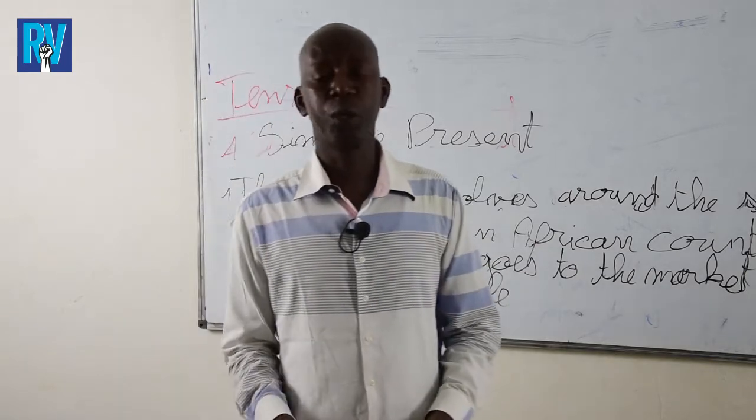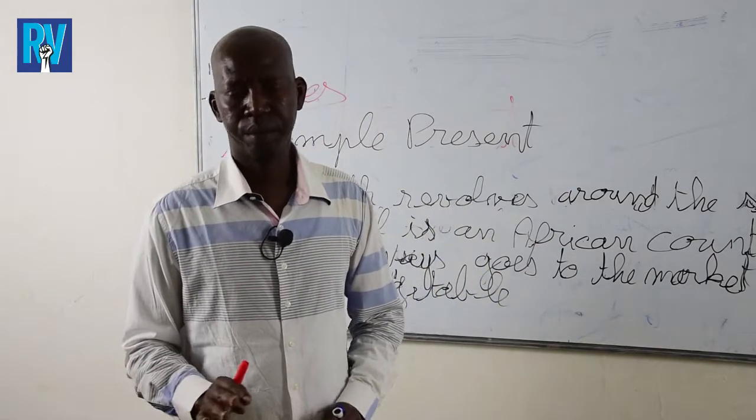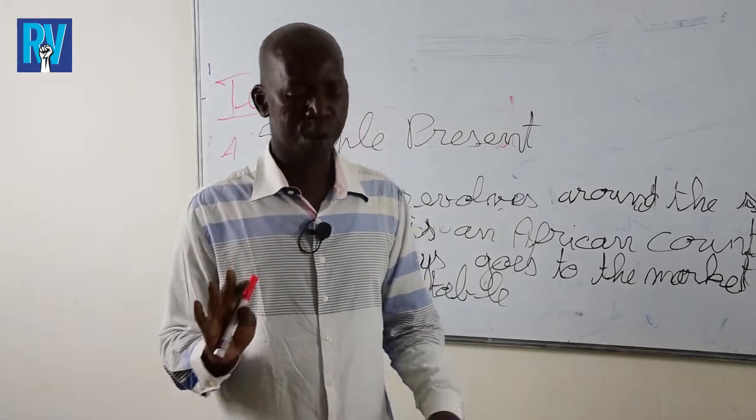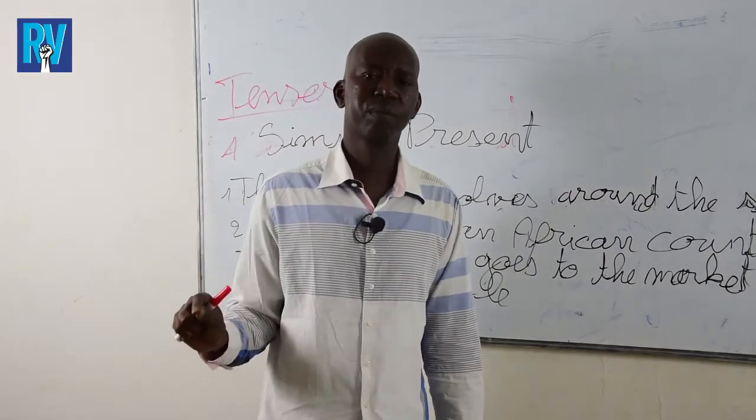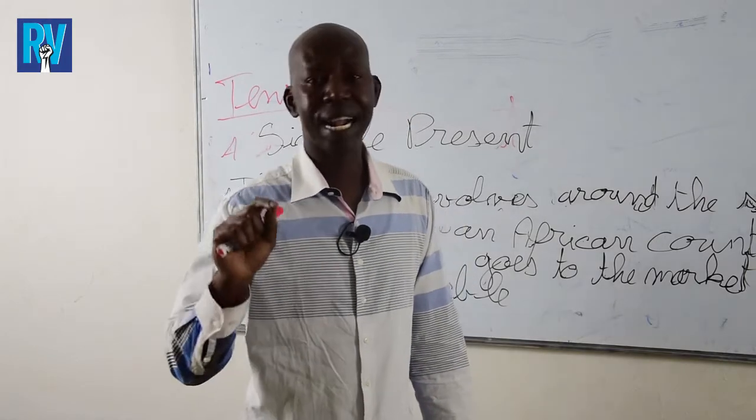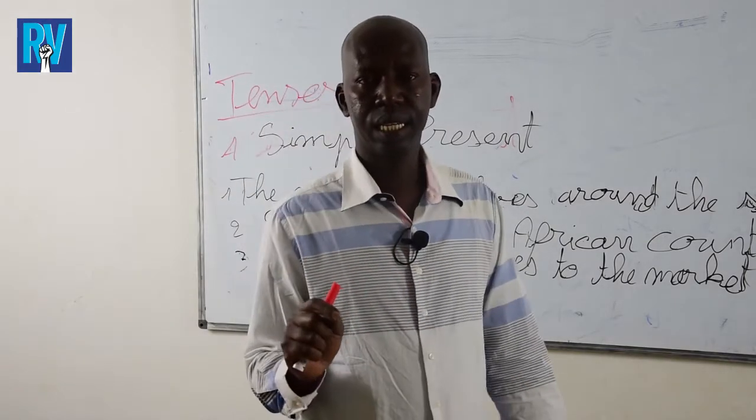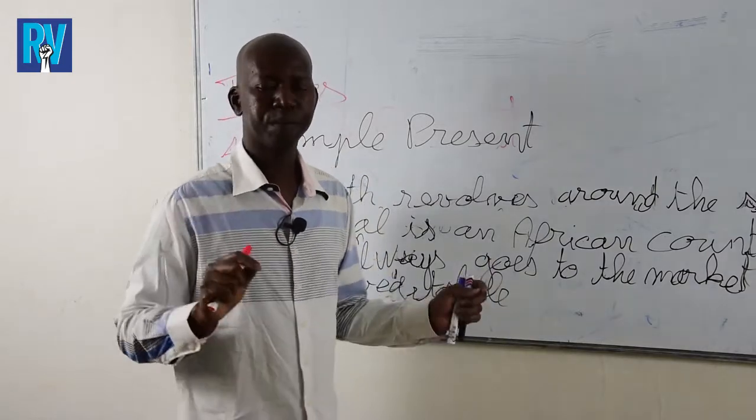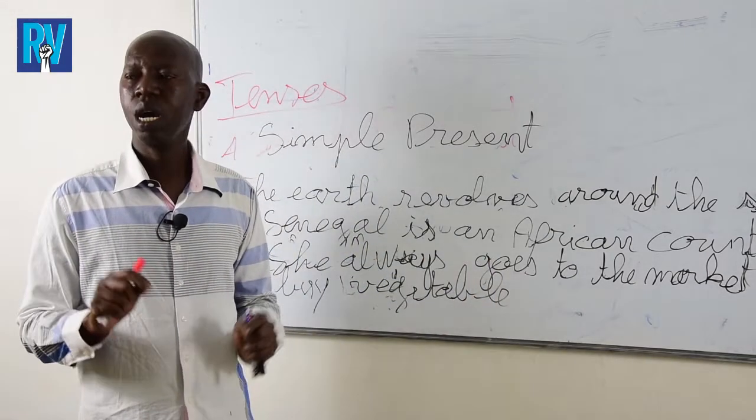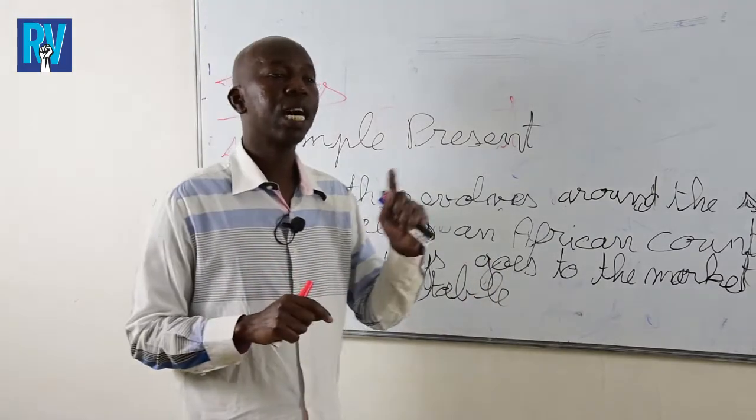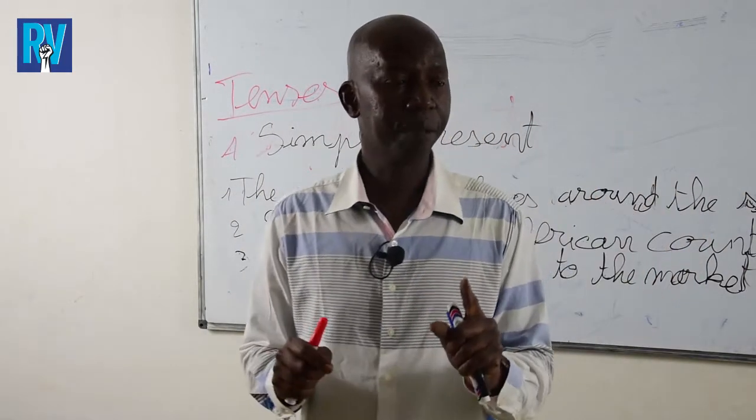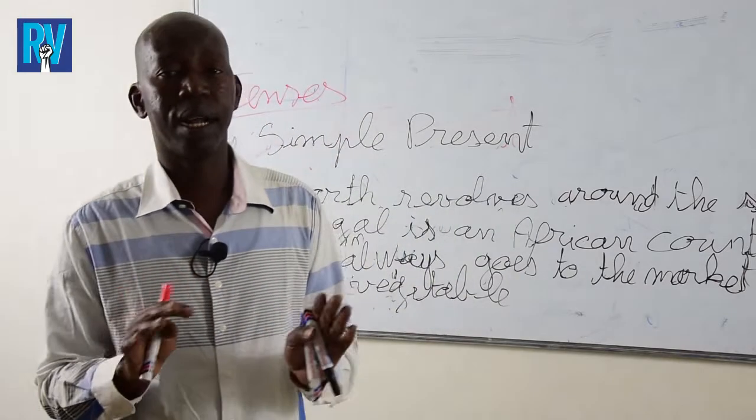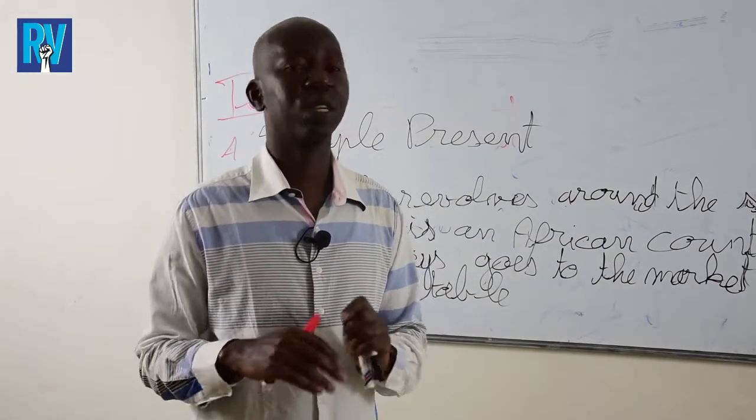Number two, the simple past. The simple past is used in English when we are talking about an action which belongs to the past. Le passé, en anglais, est utilisé quand on parle d'une action qui appartient au passé. Et ces actions-là, en anglais, ce sont souvent des actions qui sont datées.